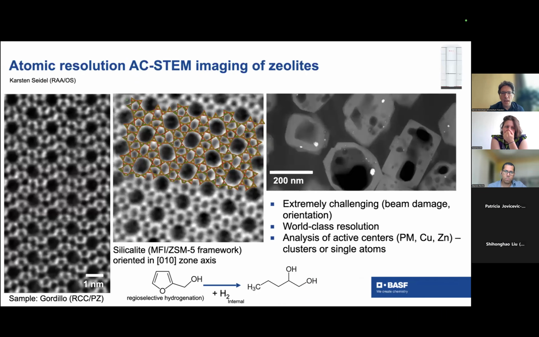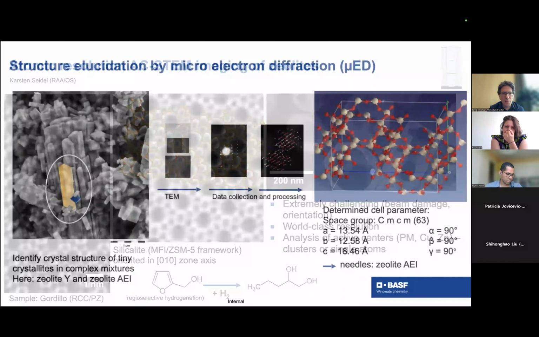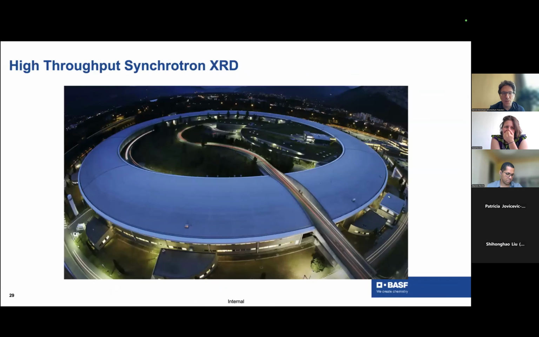Okay, I think I'll skip this part now because I want to get through to the synchrotrons. And this is something that you'll see in the next talk as well.